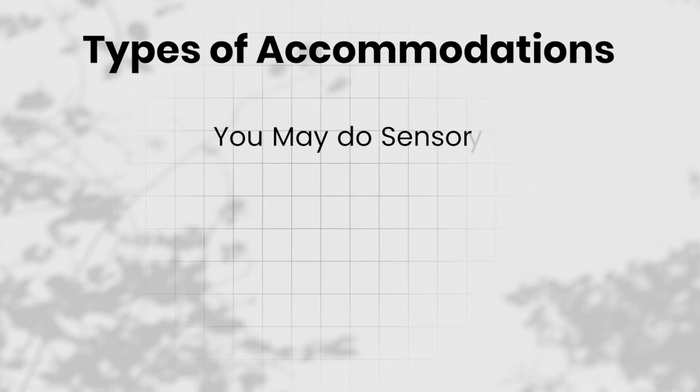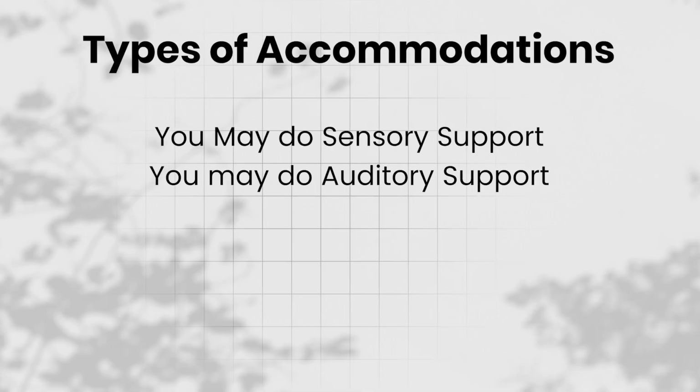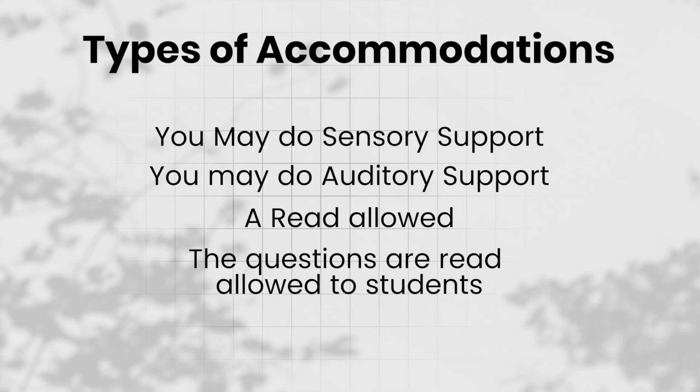There are several different types of accommodations. You may do sensory support, you may do auditory support, where the questions are read aloud to students, even though that's highly rare, but still that is an accommodation that's available. You can have predictable routines, you can have seating where they sit within the classroom setting. There are a lot of accommodations available for students to take advantage of when writing their IEP to make sure that their goals are able to be attained.